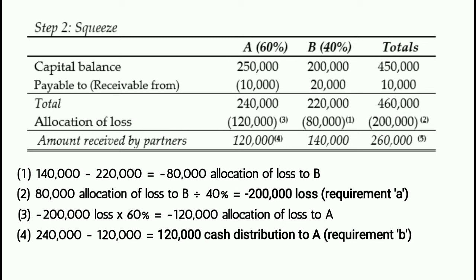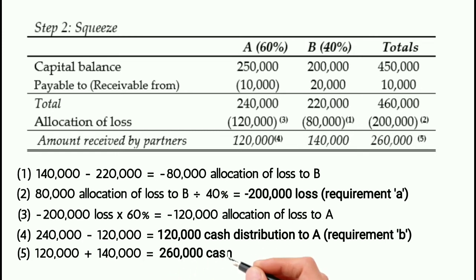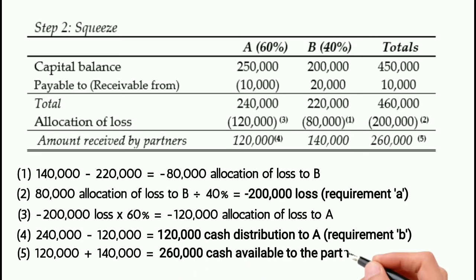Pwede na rin natin makompute yung requirement letter C, cash available for distribution to partners. 120,000 pesos plus 140,000 pesos, that is equal to 260,000 pesos. Another way to compute for the 260,000 pesos is 460,000 pesos minus 200,000 pesos.